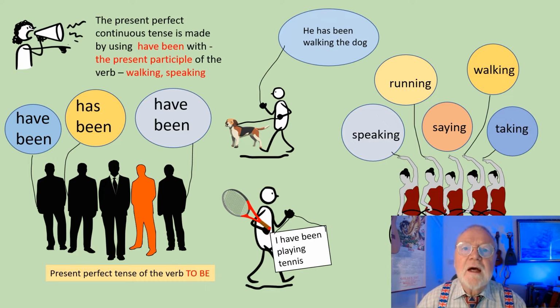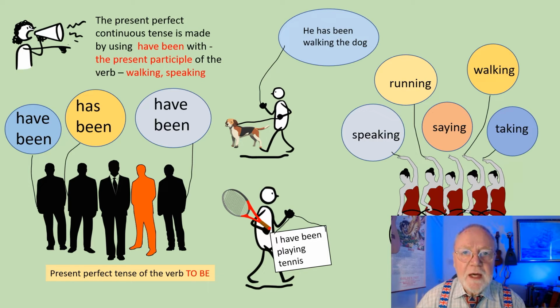The first man, I said, he has been walking the dog and he is still walking the dog. But the second man, he says, I have been playing tennis. He has finished the activity. So he's describing an activity which has just finished.